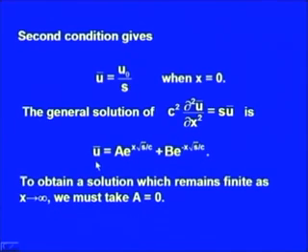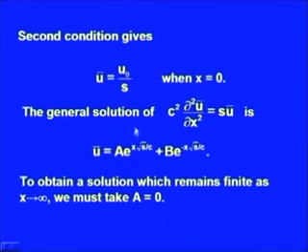Now, we have to find a solution which remains finite as x tends to infinity, and if that is the case, then we must have a equal to 0, otherwise e to the power x root s will tend to infinity as x goes to infinity. So, in order to find a solution which remains finite as x goes to infinity, we must have a equal to 0. So, u bar reduces to u bar equal to b times e to the power minus x root s by c.